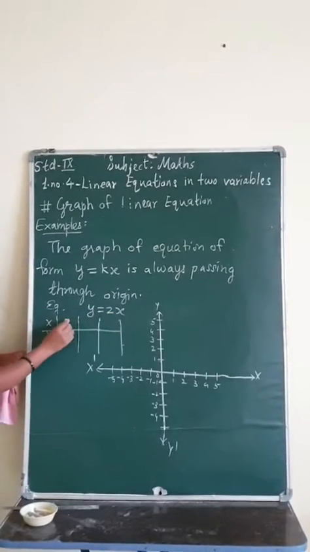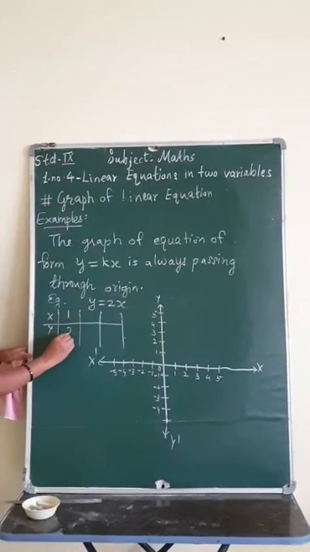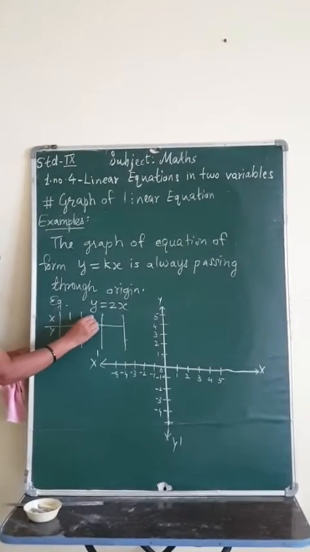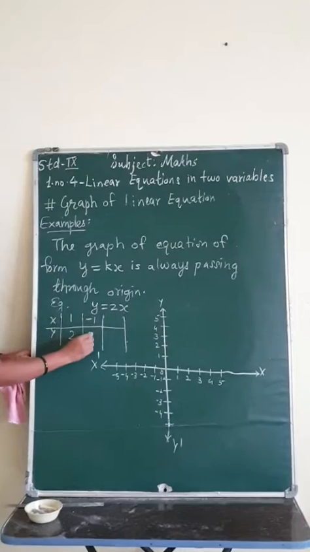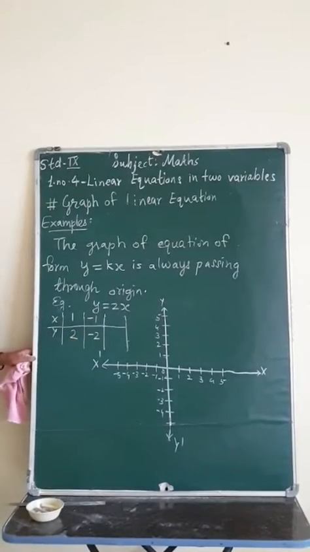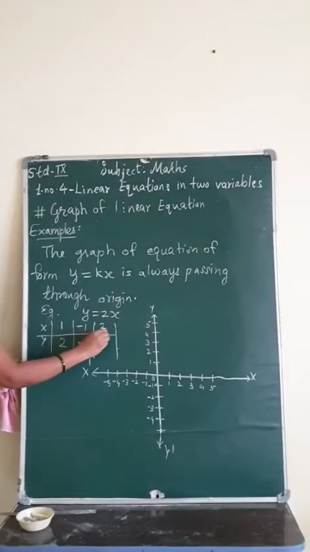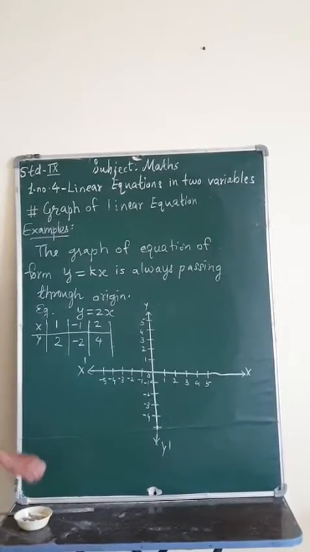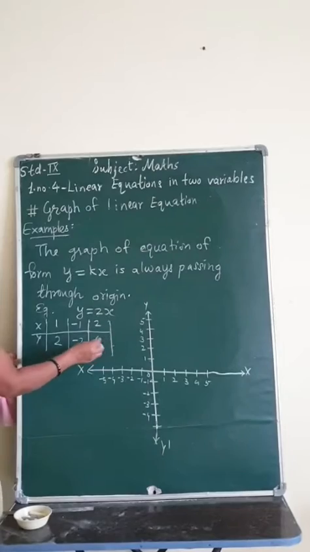So if we take x as 1, y will be 2, since 2 ones are 2. If we take minus 1, y will be minus 2. If we take 2, y will be 4. Now with these solutions we are plotting the points and drawing a graph.